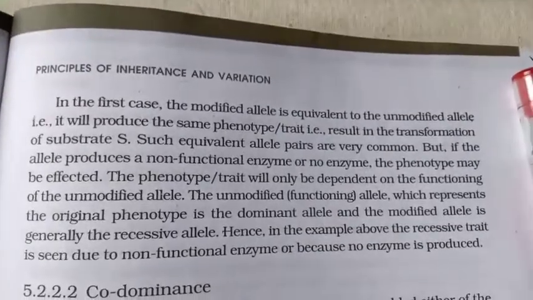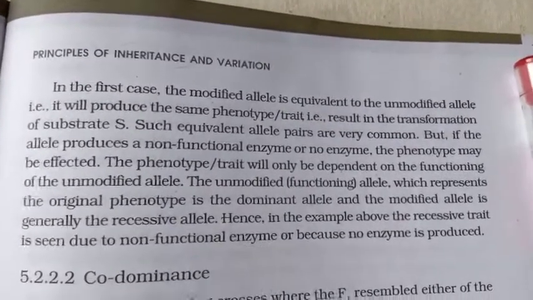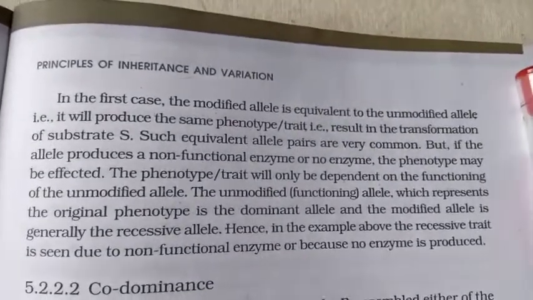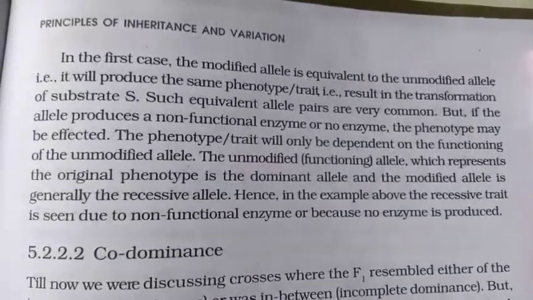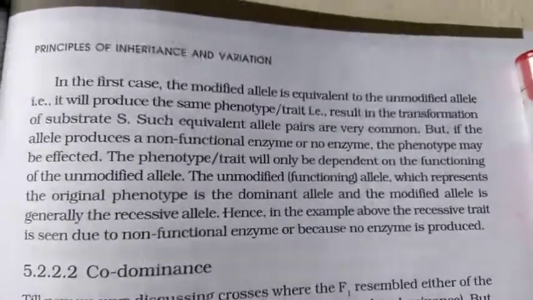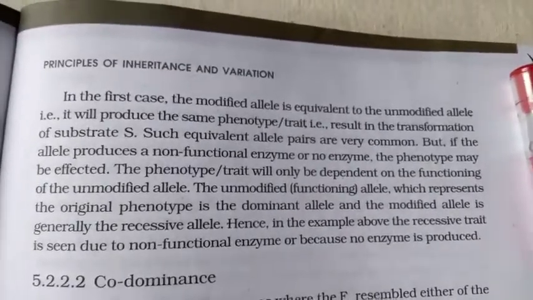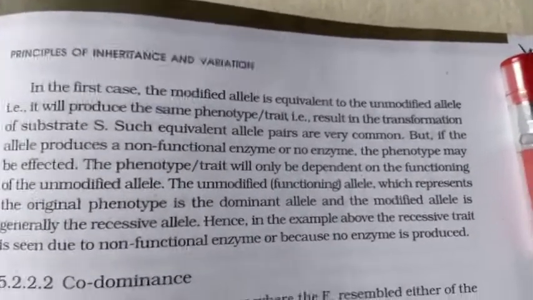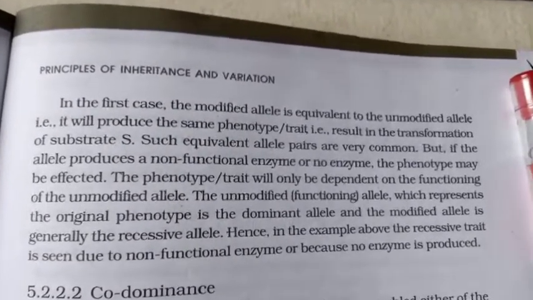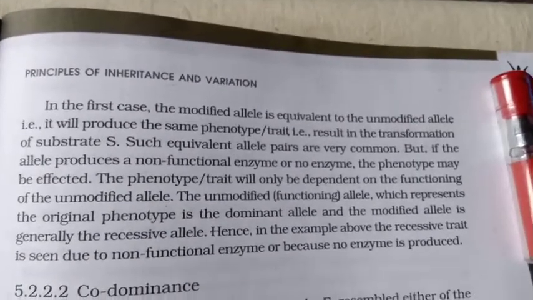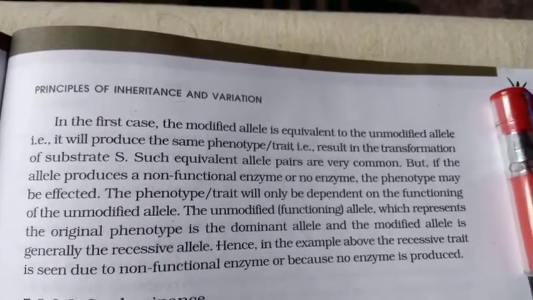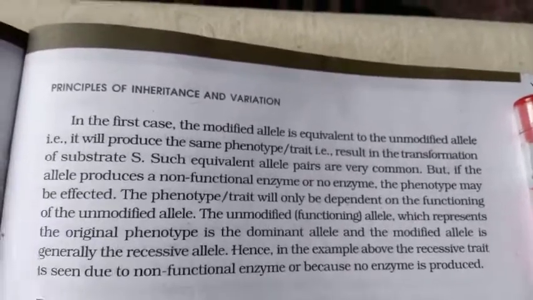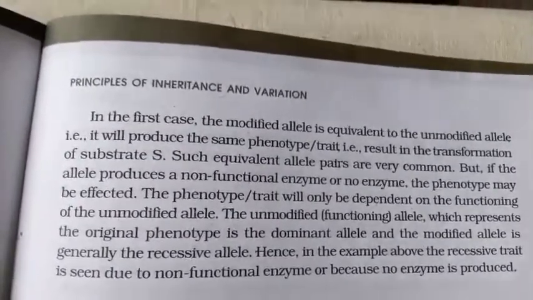The phenotypic trait will only be dependent on the functioning of the unmodified allele. The unmodified functioning allele, which represents the original phenotype, is the dominant allele, and the modified allele is generally the recessive allele. And in the example above, the recessive trait is seen due to a non-functional enzyme, or because no enzyme is produced by the gene that got modified.